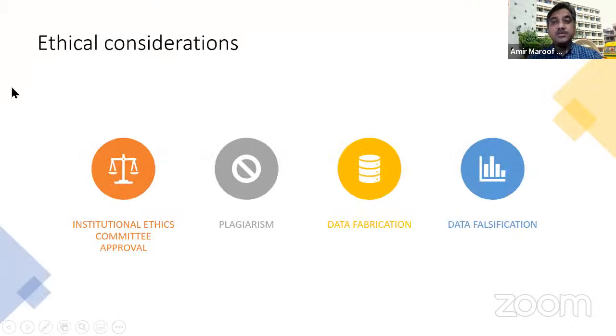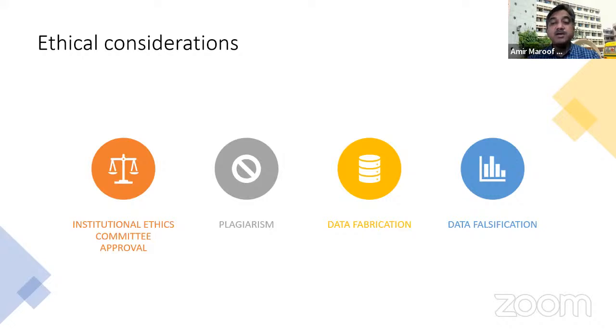Lastly, ethical considerations are important. First is that institutional ethics committee approval must be there. Second is that plagiarism is not to be done. That is, copy pasting is not to be done. Even if you give a reference, even if you cite that other paper, you can't copy paste with giving references. You'll have to paraphrase. You'll have to write it in your own words. So plagiarism is not allowed.